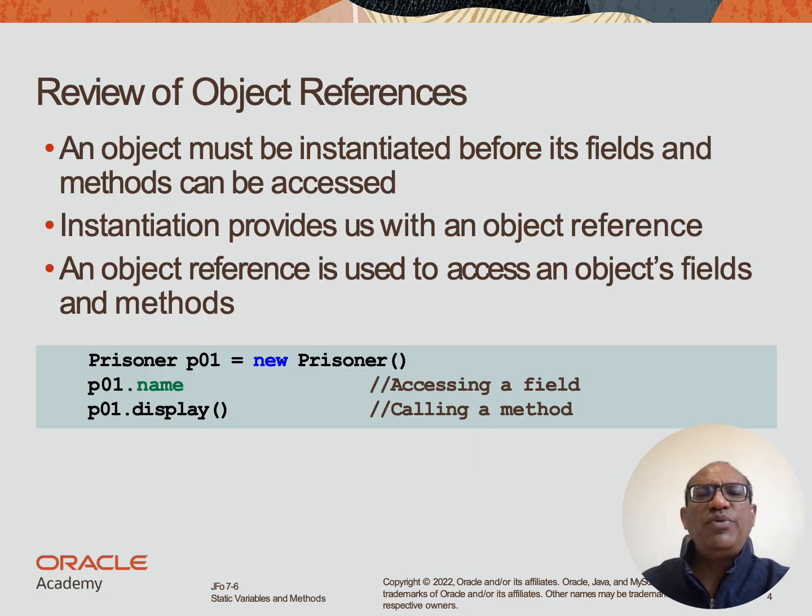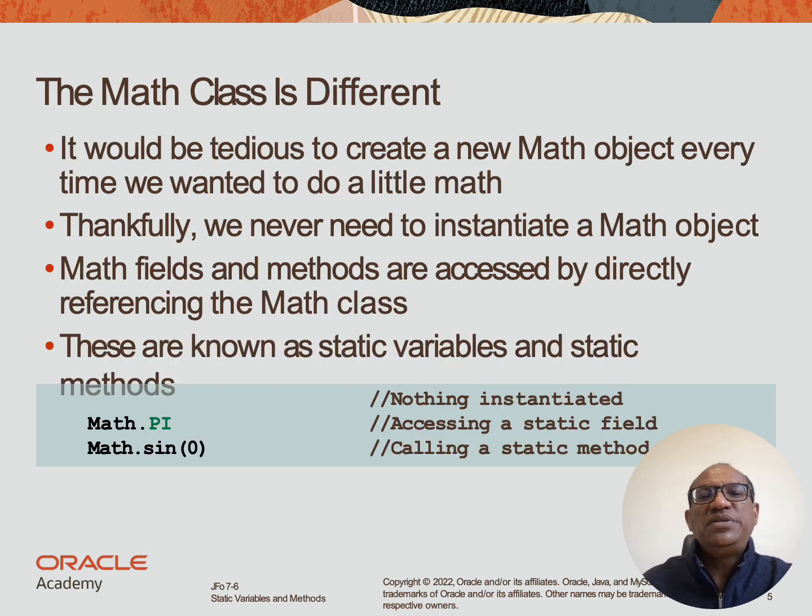Quick review. Normally, when you want to use an object's fields or methods, you need to instantiate first, right? That gives you a reference to the object. Then you can do things like Prisoner p01 = new Prisoner, then p01.name, p01.display, standard stuff, right? But not all classes work that way. Take the Math class, for example. You've probably used Math.PI, Math.sqrt(25). You never had to create a Math object, right? That's because these fields and methods are static, meaning they belong to the class, not any one instance.